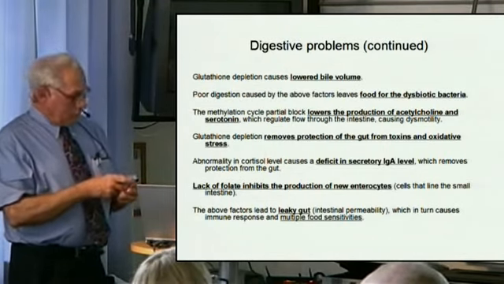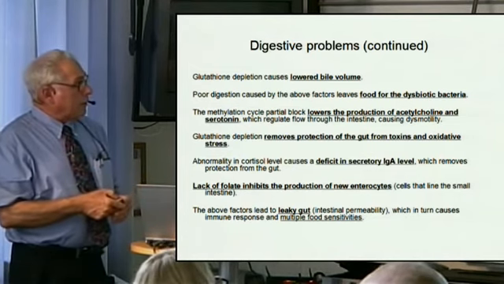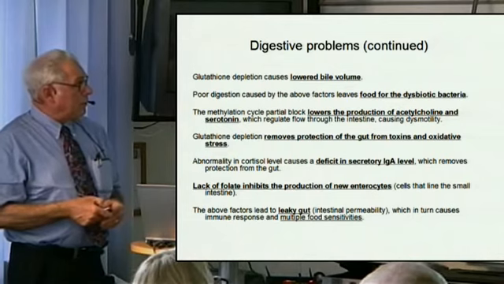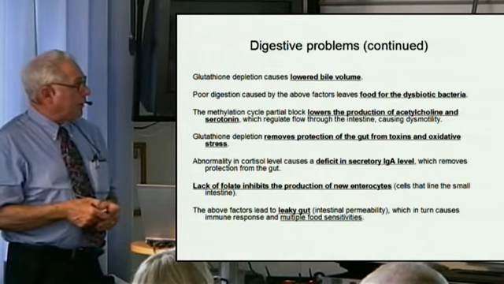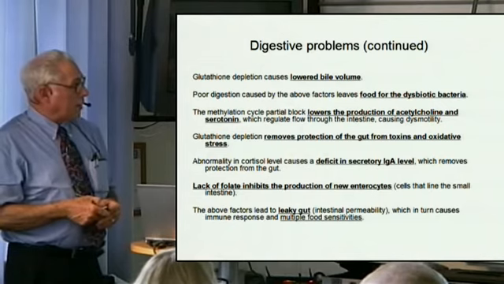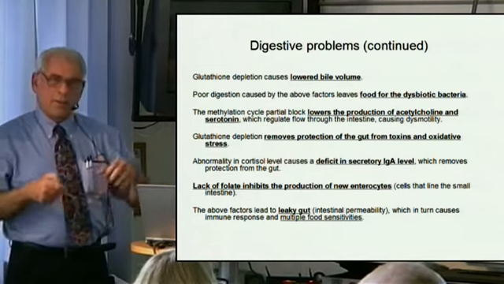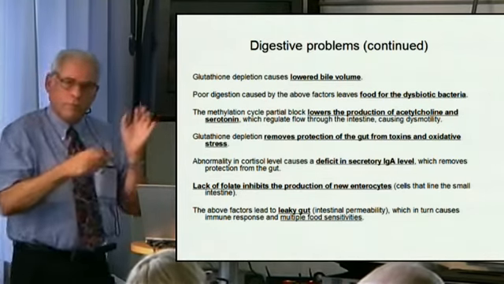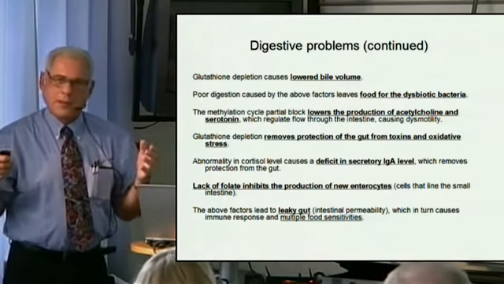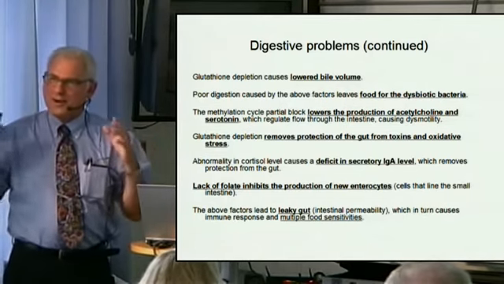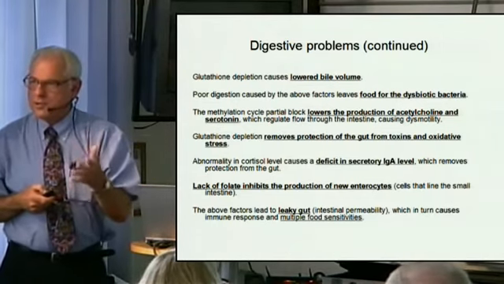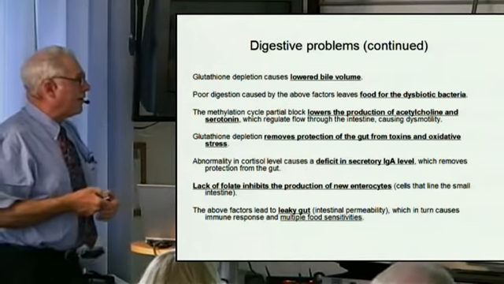Well, here's more. Lowered bile volume. Glutathione contributes to the secretion of bile, and so it's low. We just talked about that. Methylation block lowers the production of acetylcholine and serotonin. Now, those are the neurotransmitters that control the motility in the gut. So now that's messed up, and the food doesn't move through as fast as it's supposed to. That gives the bugs more time to chew on it, okay? So just, if you were trying to do this on purpose, you couldn't do a worse job than happens naturally here.